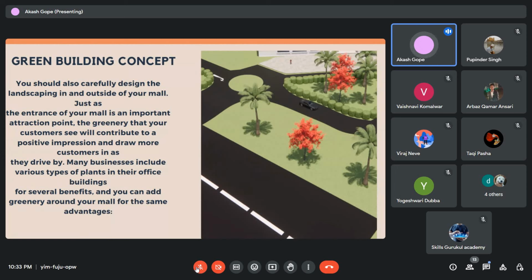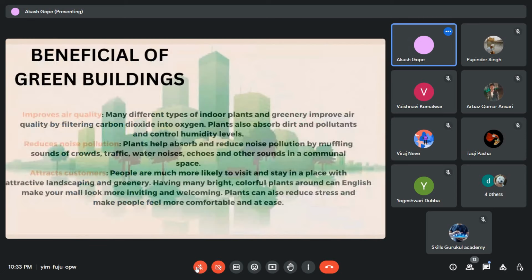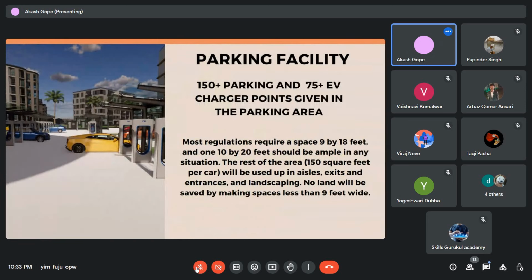Many businesses include various types of plants in their office buildings for several benefits. Benefits of green building: improves air quality, reduces noise pollution, attracts customers. In my mall, I have given many plants, and that makes the green building concept clear.